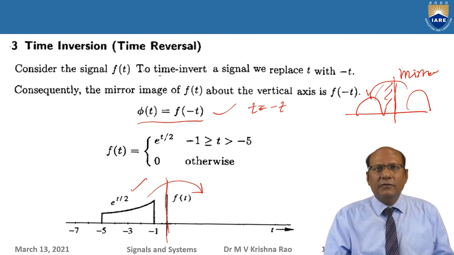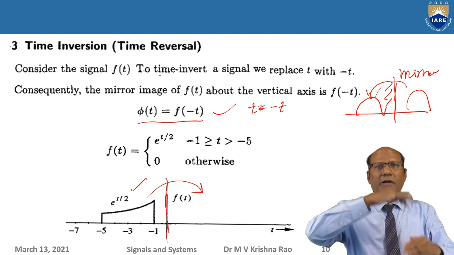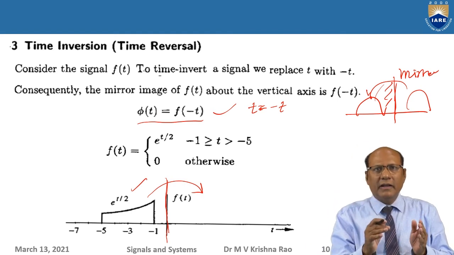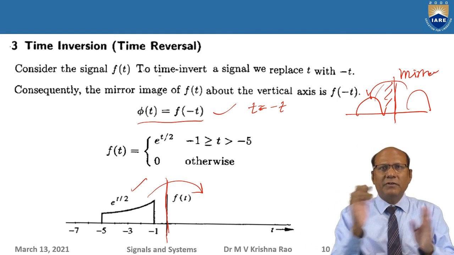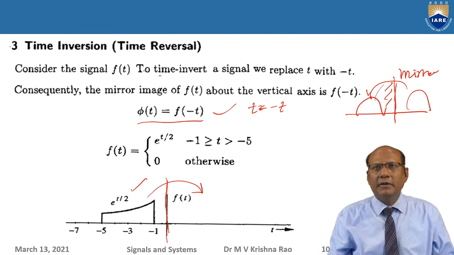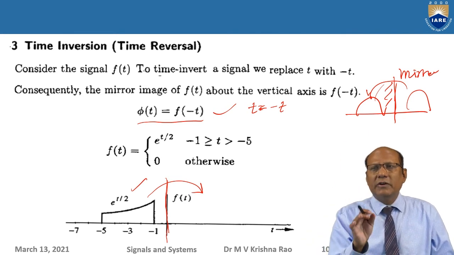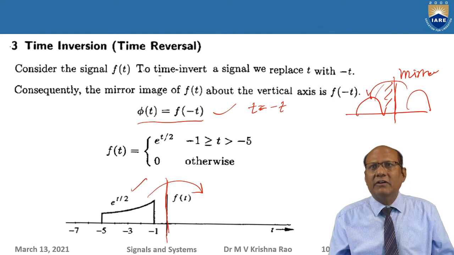Because if you take an optical mirror, your image appears as if left and right are interchanged. That is called lateral inversion. There is no up and down, correct? Up and down won't happen in the mirror. Right becomes left and left becomes right. The up and down won't happen. That's why it is called only lateral inversion.